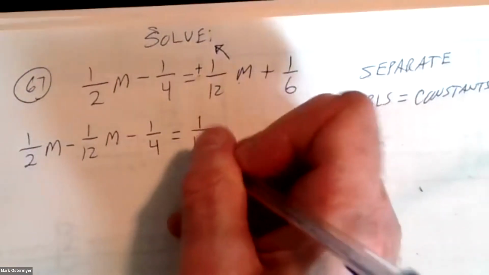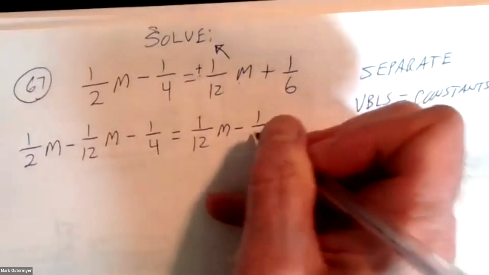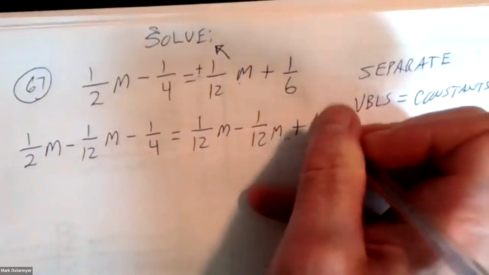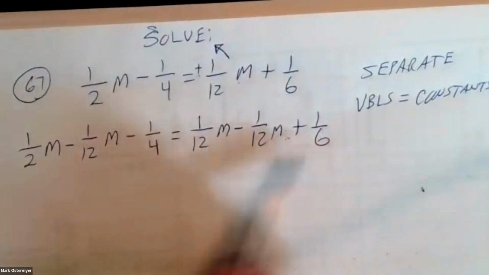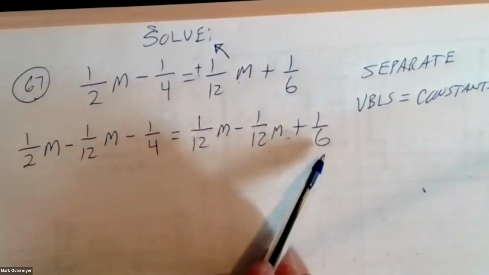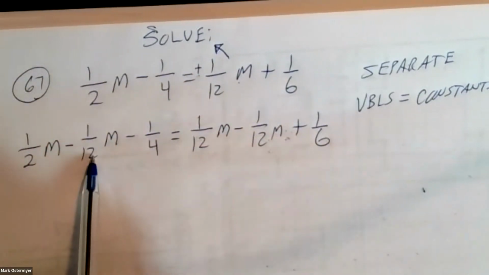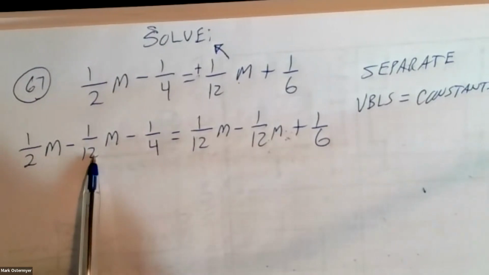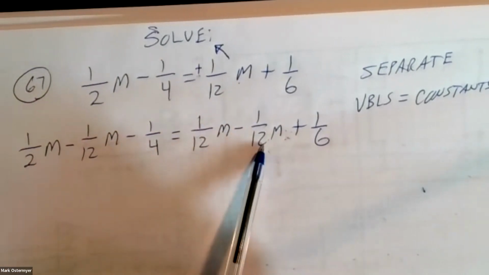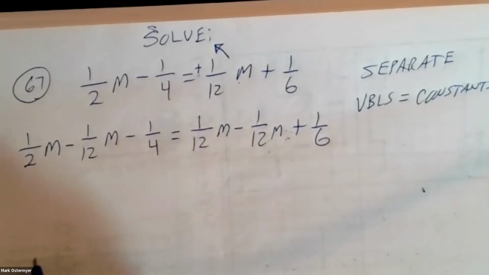Got to subtract it off from the right side also. This step, as laborious and long as it is, ladies and gentlemen, I want to see this step because it's showing us that we're subtracting 1/12 m from the left side, and we're subtracting it from the right side. It's very important to show this step.